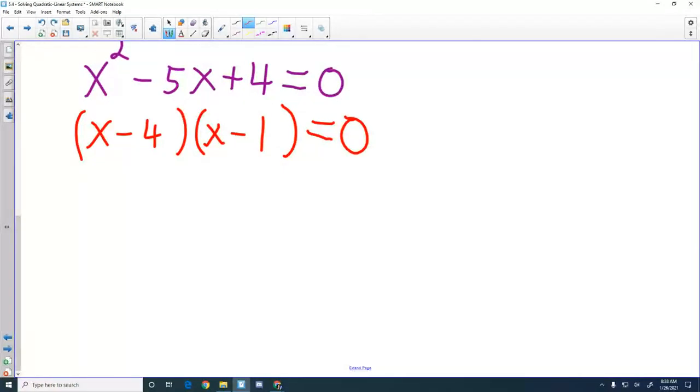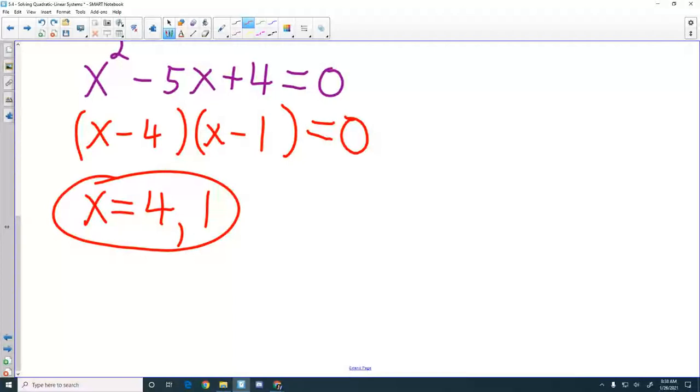But remember that that's not the solution when we factor. That's not what x equals. The values for x that would make this equation true would be the opposite of each of those numbers. So instead of a negative 4, we'd have a positive 4, and over here we'd have a positive 1. So x could equal a 4 or a 1. But also, don't just stop right there.